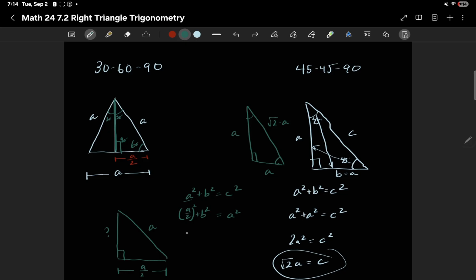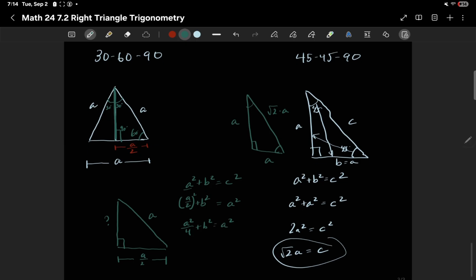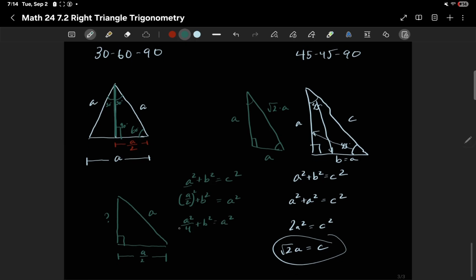And if we do a little bit of algebra, square this side, we get a squared over 4 plus b squared is equal to a squared. And then we're going to bring all our a's to the same side, so I'm going to subtract a squared over 4 on this side, subtract a squared over 4 on this side. That gives me b squared is equal to, be able to do this subtraction. So let me slow down real quick.